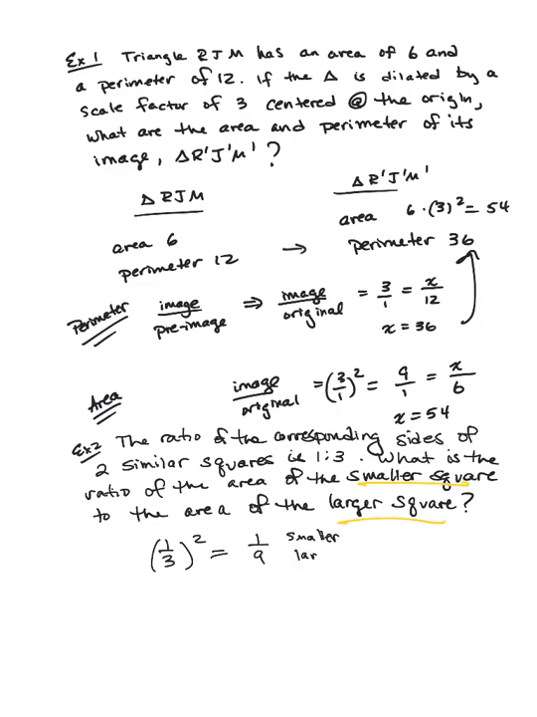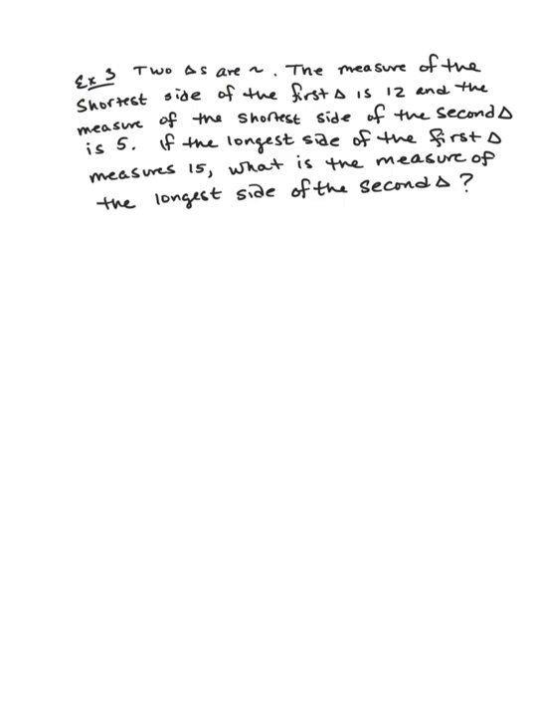Be careful because they could word it differently. They could say larger to smaller, even though they gave you the ratio of the corresponding sides is 1 to 3. You would need the common sense to know that 1 to 3 would be 3 to 1 if we were talking about larger to smaller, and then you would square it. So just be careful with the reading of these questions. Okay, again, pause the video, copy down this example.